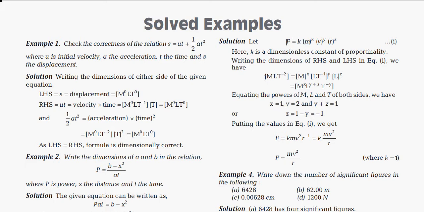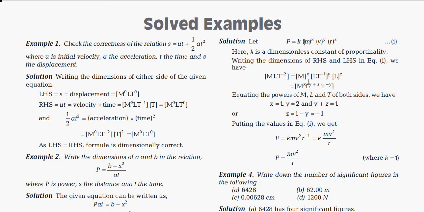So F will have the dimension MLT raised to power minus 2. Okay, that is great. Now let's keep this constant. We know that to remove the proportionality we require a constant, let's say this is k, m raised to power x, v raised to power y, and r raised to power z. So a mass is there, which will be represented by capital M. LT inverse is there because of velocity, and this radius distance is L raised to power z.